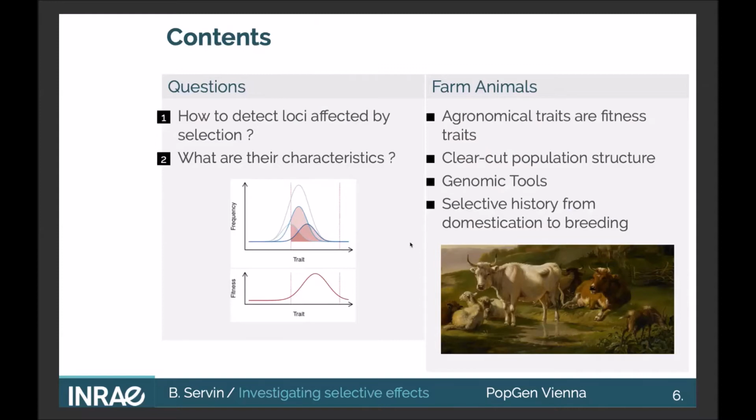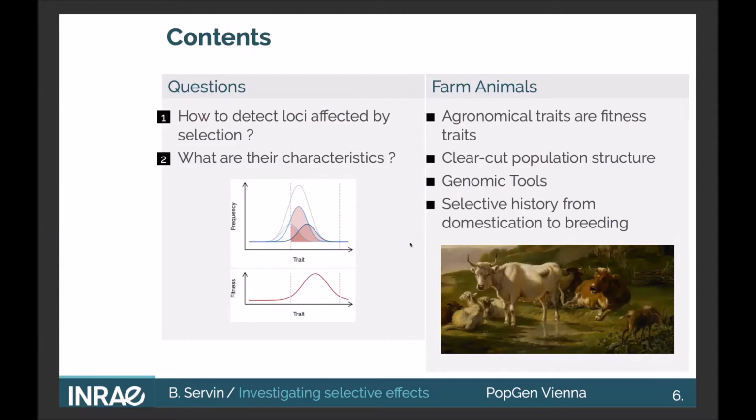These populations are actually interesting from a selective point of view. First, because they are managed by men and selected by men for agronomical traits. And the agronomical traits that we measure on these populations are actually fitness traits: individuals that are better for these traits tend to have more offspring due to human intervention.